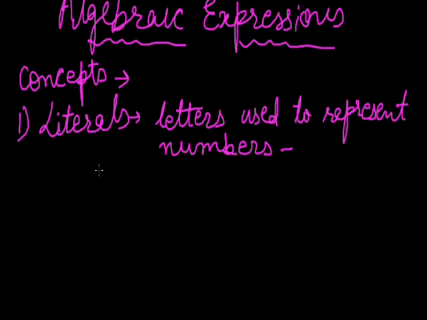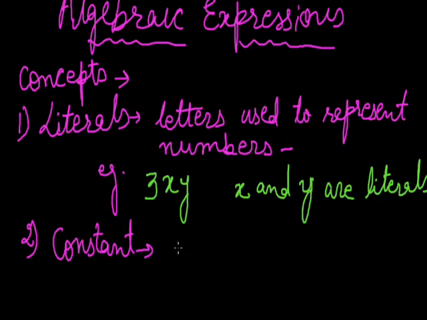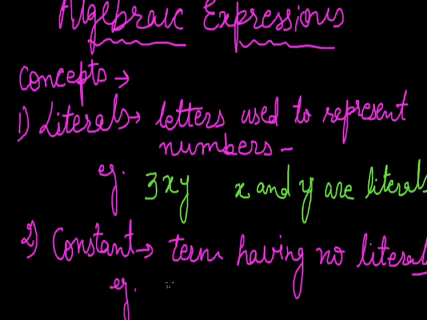For example, 3x, y. x and y are literals. Second thing is, what is a constant? This is a term having no literals. For example, 28. It is a constant term.